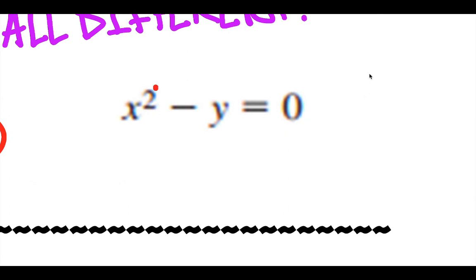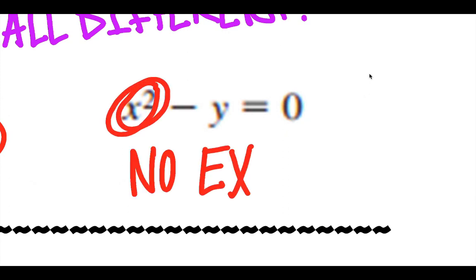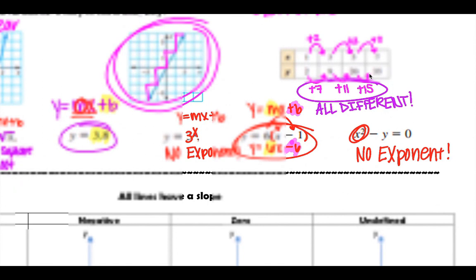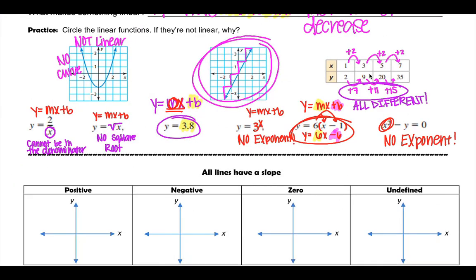Again, this has x squared, no exponent. So in all those equations, all we were looking for was to have the form y equals mx plus b. So no exponents, no square roots, no x's in the denominator, nothing like that.